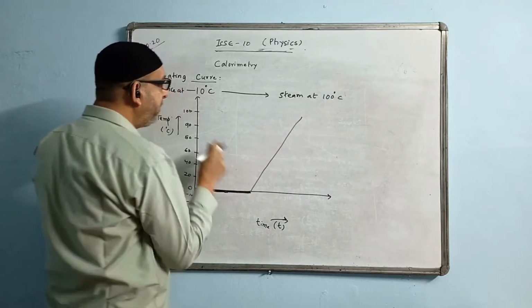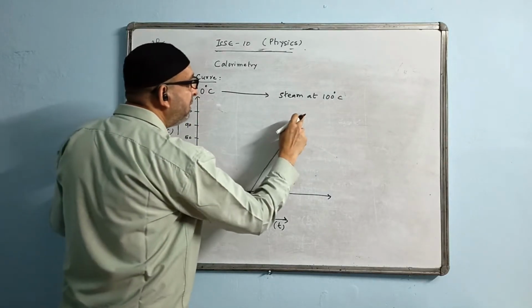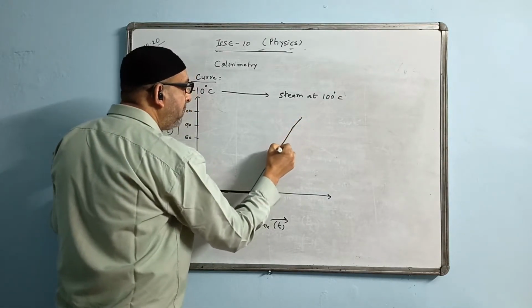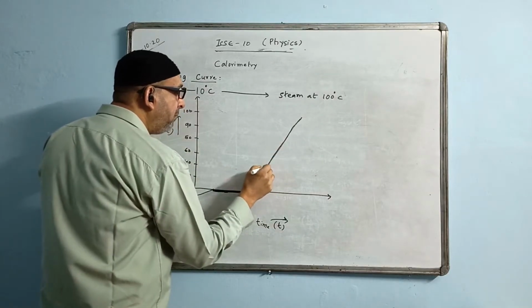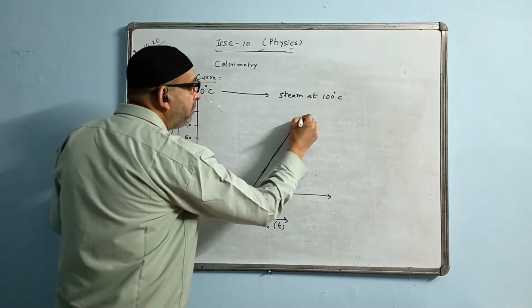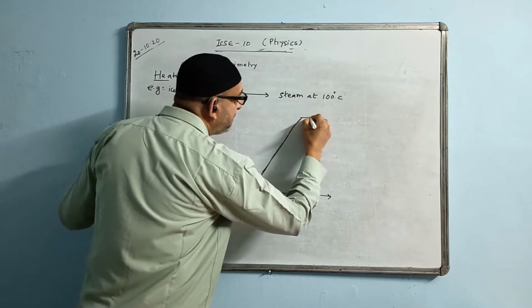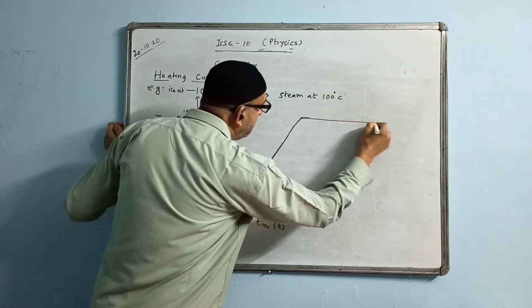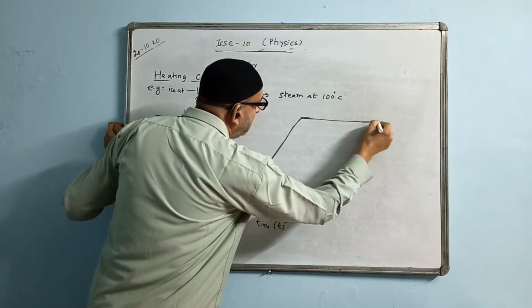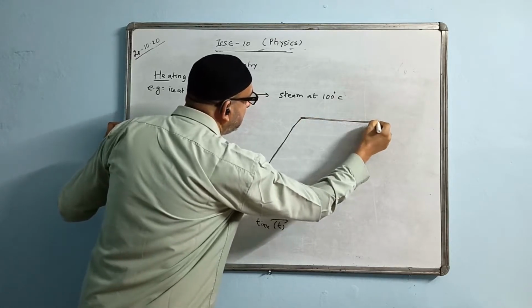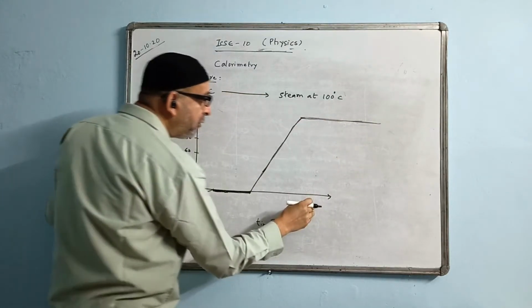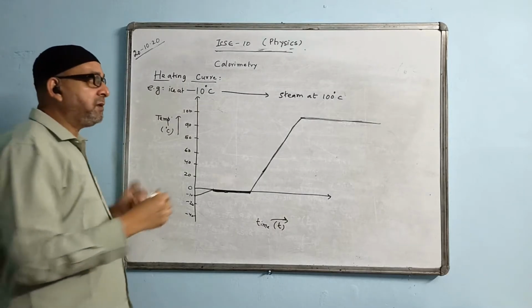It will come up to 100 degrees Celsius here. And now, at the boiling point, it will start boiling here. So the boiling line, the change of state line, will be shown like this. The line parallel to the principal axis shows the change of state.